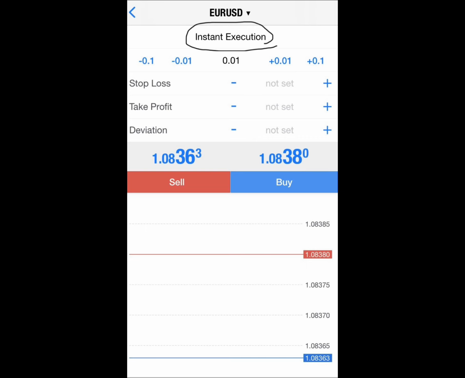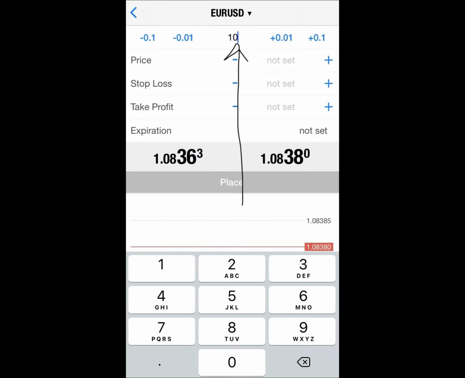This ensures immediate execution of trades without delay. 2. Setting lot size based on account size. Proper lot size management is crucial for risk management and account preservation. Traders should adjust their lot size in accordance with their account size to maintain prudent risk levels.